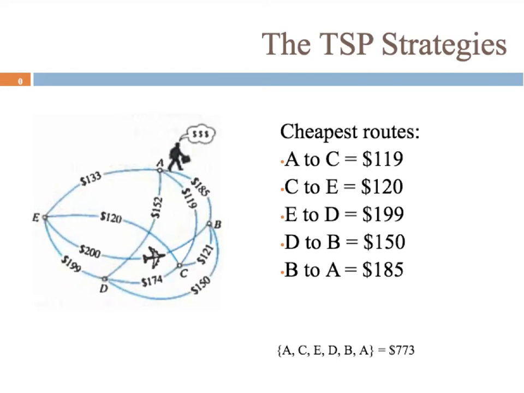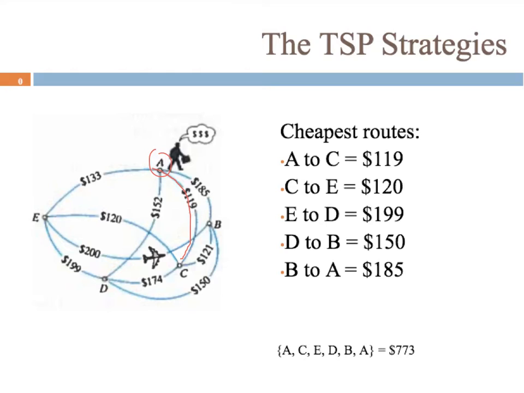Okay, and here's the example with the solution worked out, but I'm going to draw on top of the graph to show you how this can be done, at least on the graph. So we're starting at A, and if we look around, A to E is 133, A to D is 152, A to C is 119, and A to B is 185. So A to C is definitely our cheapest option. We're going to go with that.